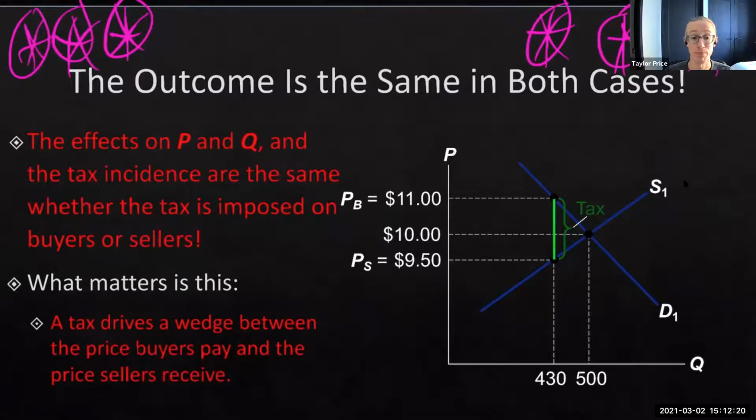And the reason why this matters is because what the tax is doing is driving a wedge between the price that buyers are paying in the market and the price that sellers are receiving for their good in the market. So that's really all a tax is doing. Just think of it as a wedge between the consumer price and the producer price. And that's all that we're really saying.